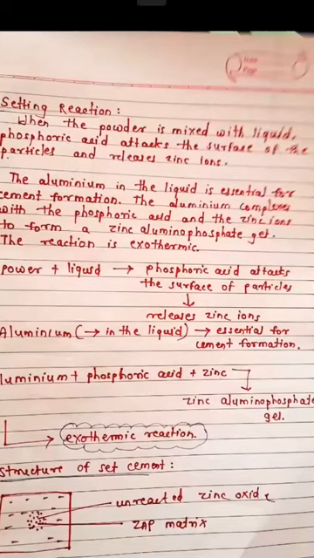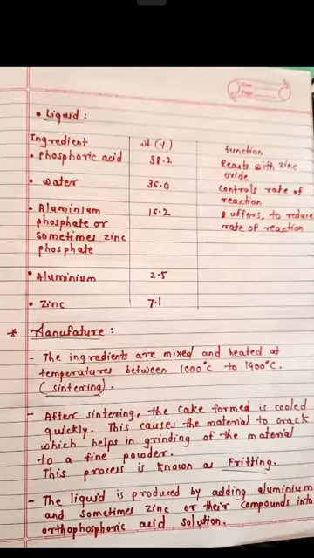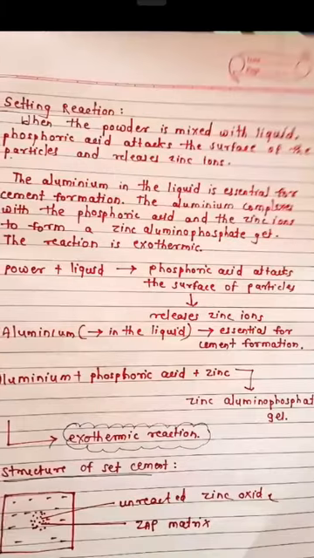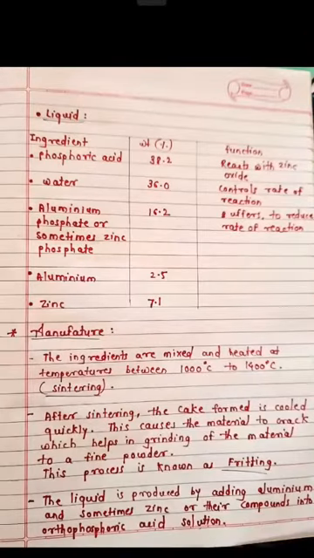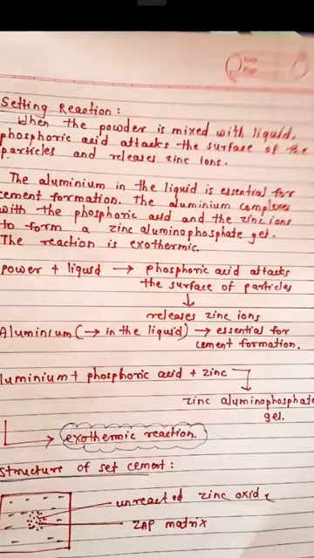The aluminum complexes with the phosphoric acid and zinc ions to form zinc aluminophosphate gel. So this aluminum from the liquid will complex with the phosphoric acid and zinc ions, and this will form the zinc aluminophosphate gel. So this is the second setting reaction of the zinc phosphate cement.